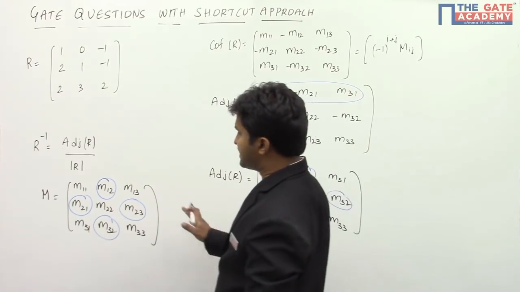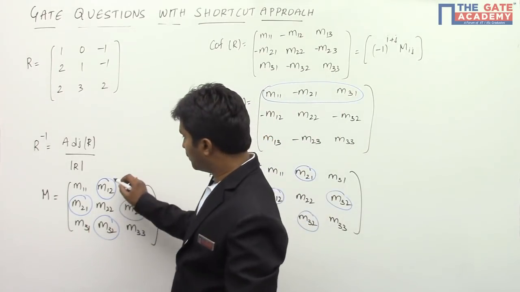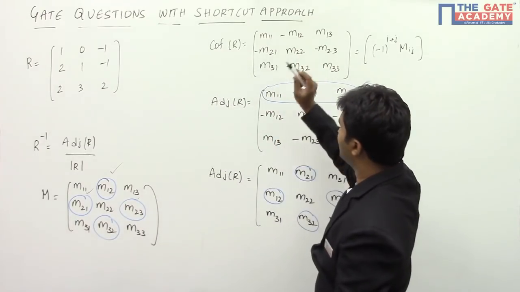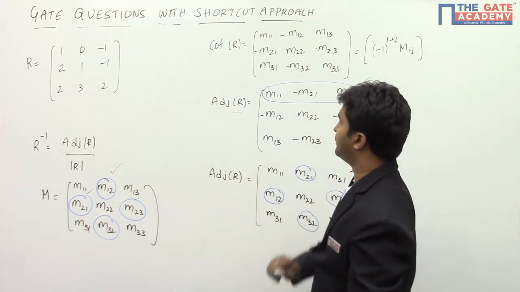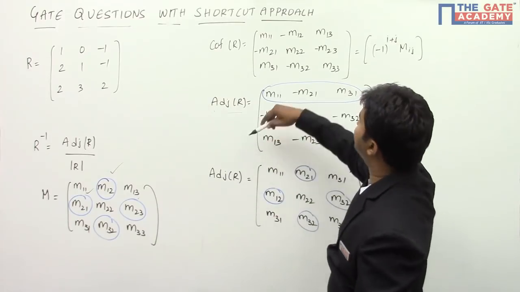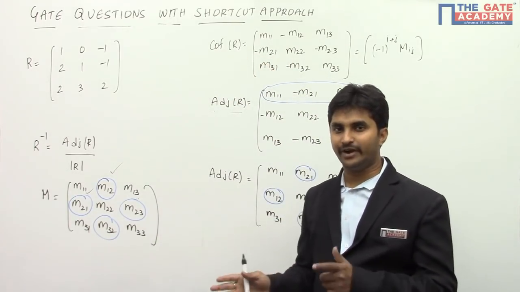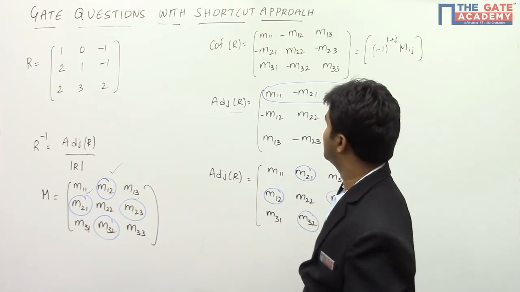This is going to give you the cofactor matrix. What you will see in the case of a 3 by 3 matrix is that only these elements are going to be multiplied with the minus sign, and then you will get the adjoint matrix. So the adjoint is nothing but the transpose of the cofactor matrix. What is the meaning of transpose?